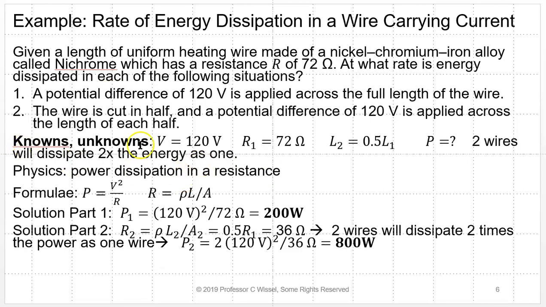Okay, so then we know the voltage is 120 volts. R1, which is the original wire, is 72 ohms. L2, which will be the new wire, is 1/2 of L1. We need to know P. And we also know, because they're going to be working in parallel, two wires are going to dissipate twice the energy as one wire will. The physics of this is power dissipation and resistance. The formula is P equals V squared over R, and R equals rho L over A.